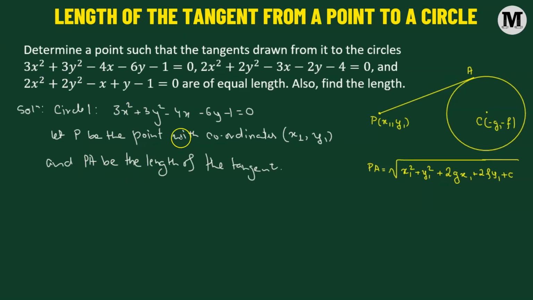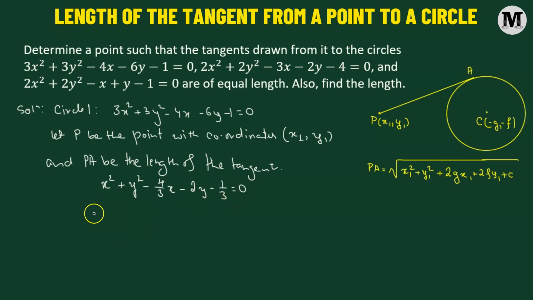Now, in order to find out the length of the tangent, we'll have to find out the values of g, f and c. So let's use the equation of the circle and write it in the general form. Here the coefficient of x squared is 3 and the coefficient of y squared is also 3. We need to make it 1. That means we'll divide each of the terms by 3. So we get x squared plus y squared minus 4 over 3 times x minus 6 over 3, which gives us 2, so 2y, minus 1/3 equals 0.